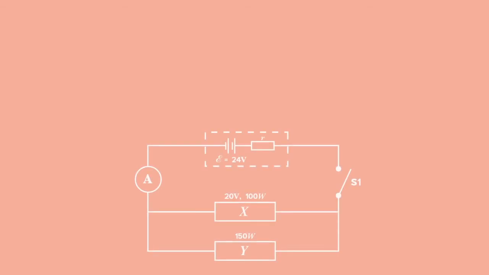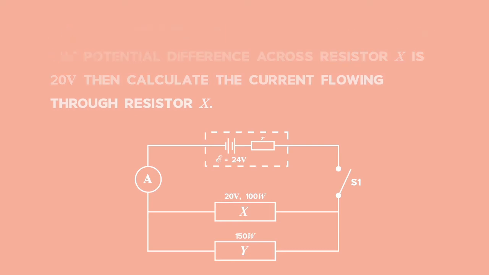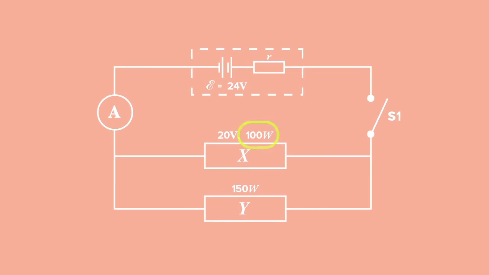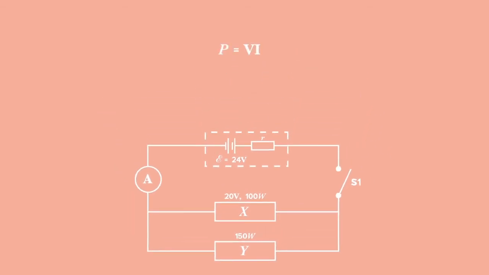The first question asks, if the power rating of resistor X is 100 watts and the potential difference across resistor X is 20 volts, then calculate the current flowing through resistor X. Here we have the power, 100 watts, and the potential difference of 20 volts. Thus, using the power equation, P is equal to V times I, substituting in 100 is equal to 20 times I. Then solving for current, we get I is equal to 5 amps.